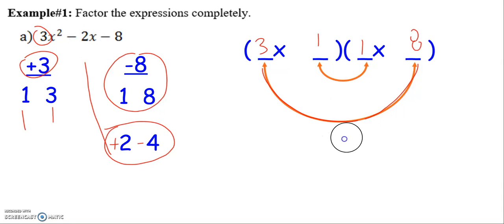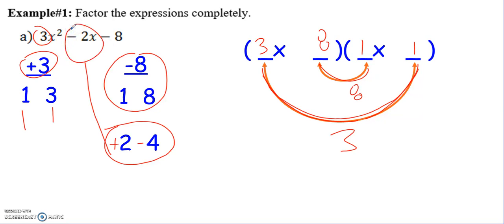So those didn't work. What you could do is swap them and see if that would work. What if I went something like this? And now let's see what happens. When I multiply these, I would get 3. And when I multiply these, I'd get 8. And I can't make 2 with 3 and 8. So those didn't work. So I got to ditch the 8 and 1. That didn't work for me.